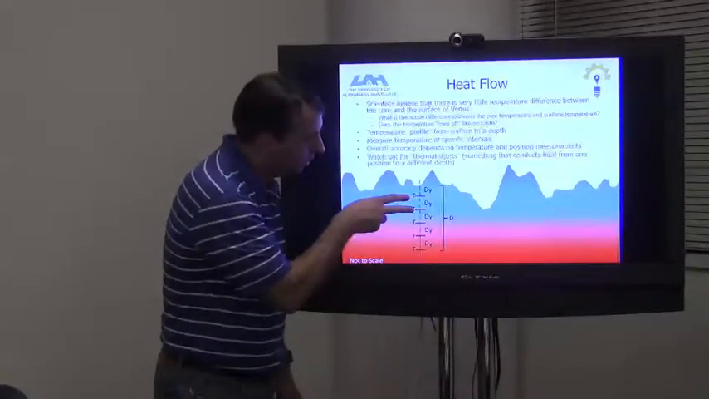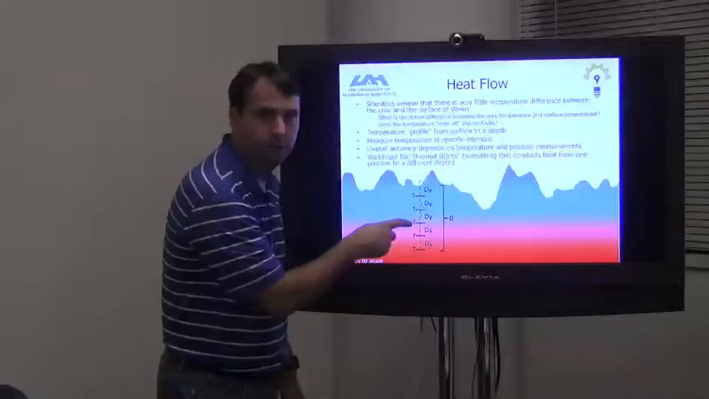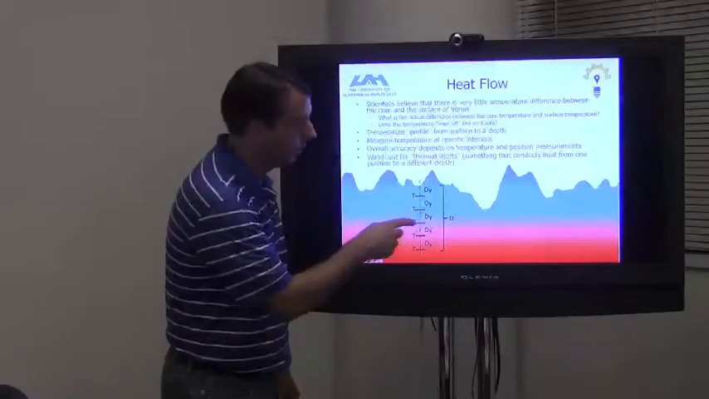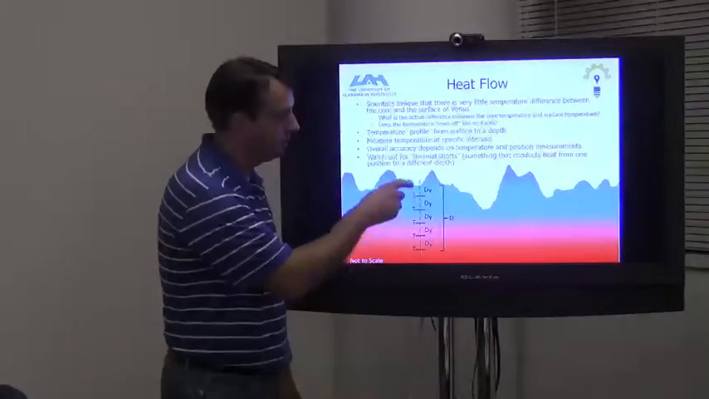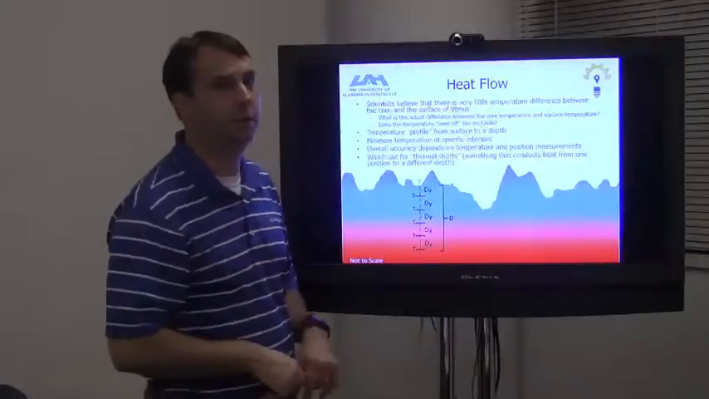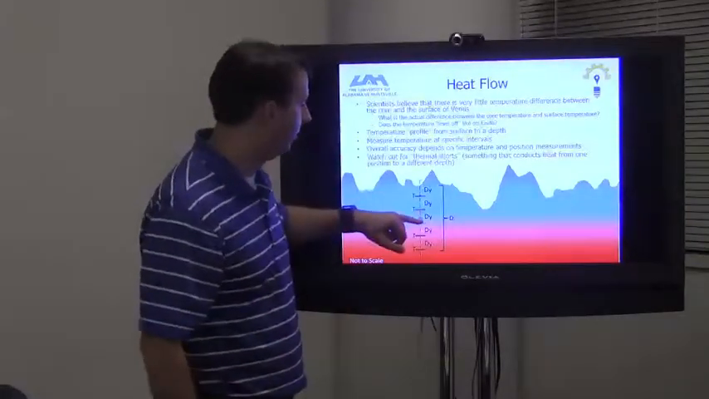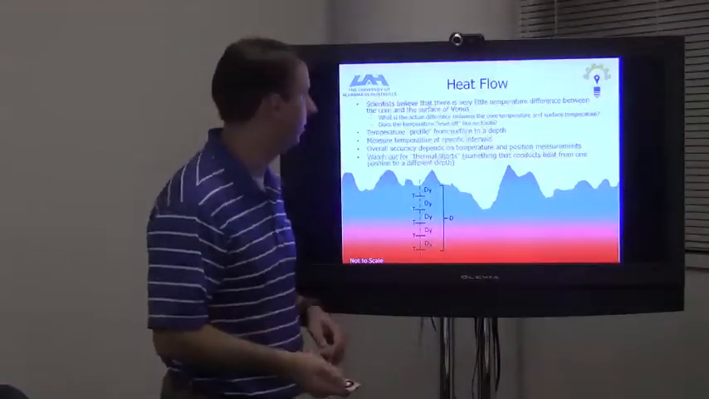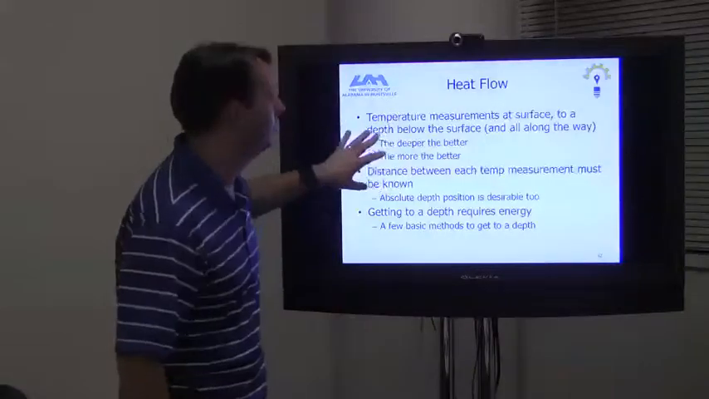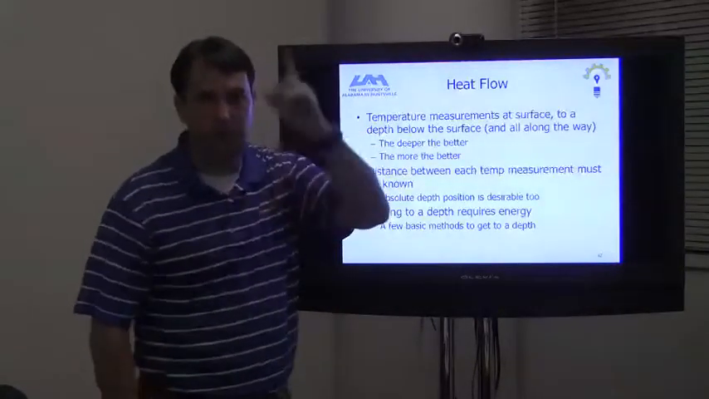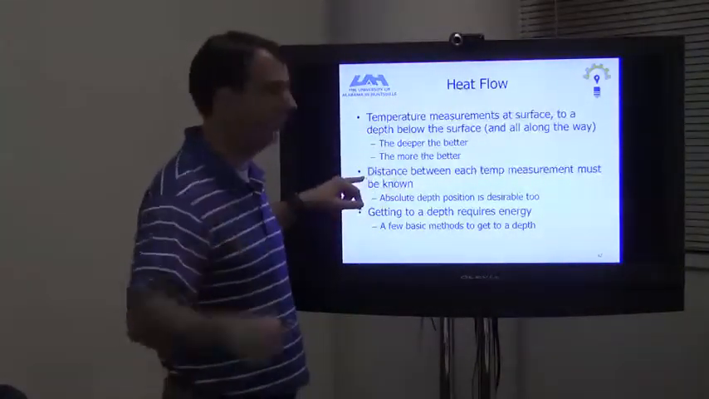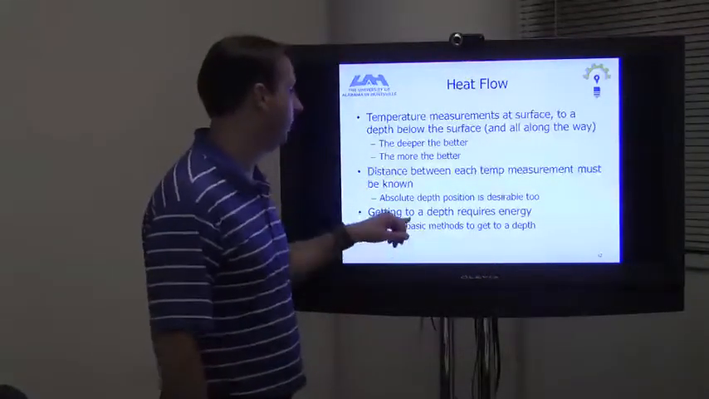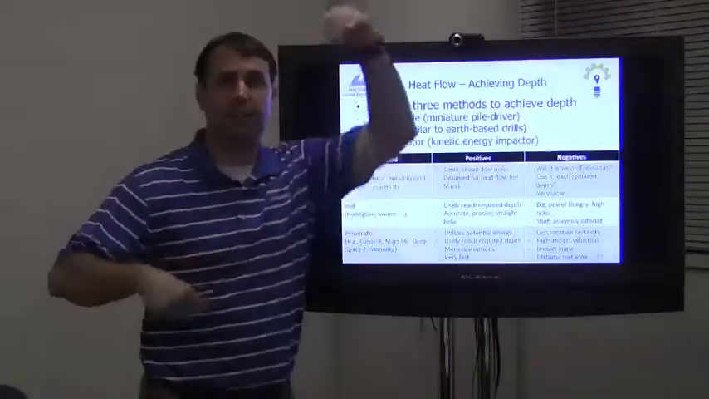But you have to know how far apart these temperature readings are, okay? That's very important. These dy, delta y, the difference in this distance here, you have to know that. And you want to know it very precisely, because that's how the temperature changes as you go deeper. That difference in depth change, the temperature as it changes in depth. Temperature measurements on its surface to a depth below. The deeper the better, and the more the better, obviously. And the distance between each temperature measurement must be known. And also, getting to a depth requires energy. So how do you get to a depth?